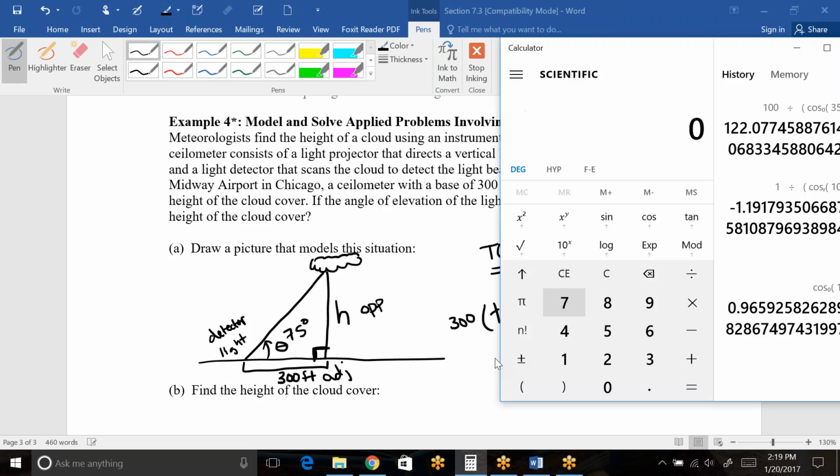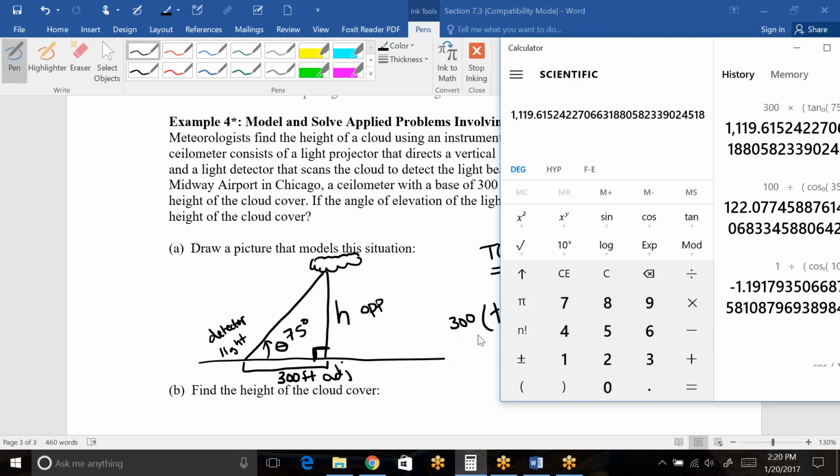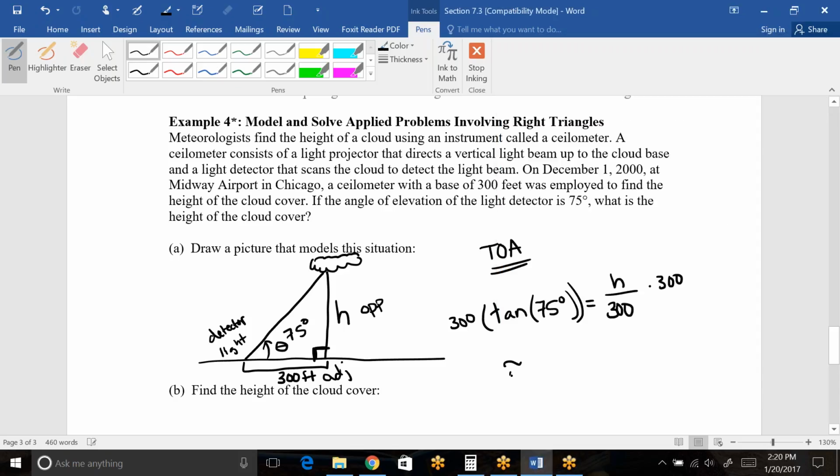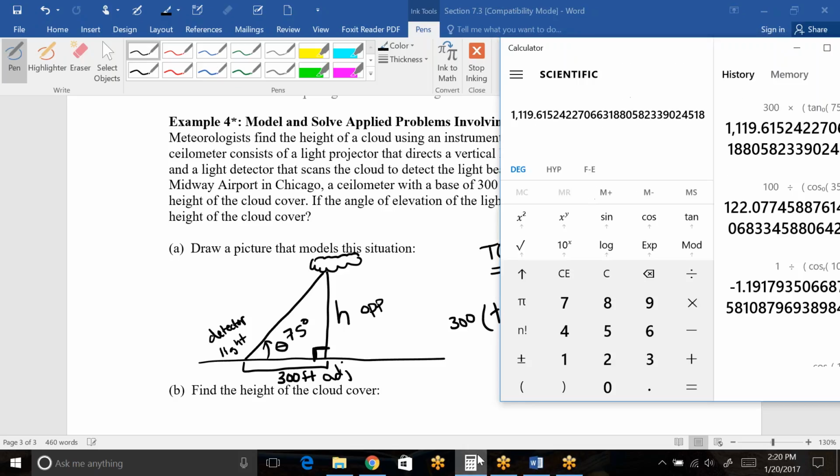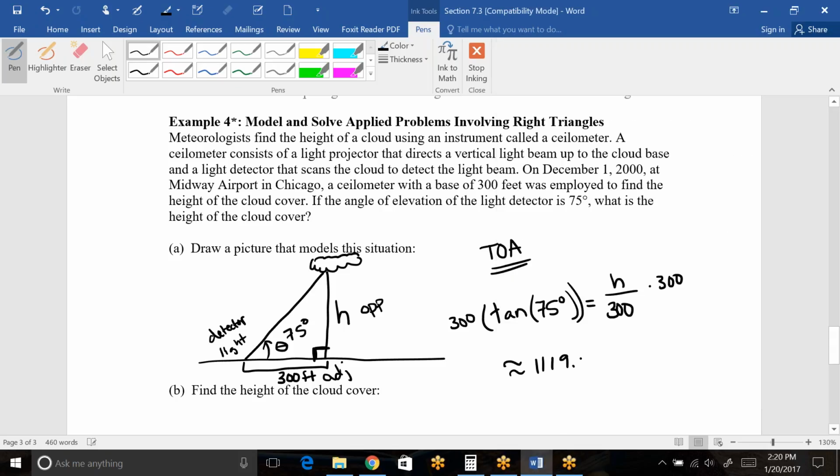And that would be 300 times, parentheses, tangent of 75, and I am in degrees. Always double check that. And that is 1,119.62. Sorry, I might not have said all of the numbers before. So it says that that cloud is over 1,000 feet in the air, so 1,119.62.